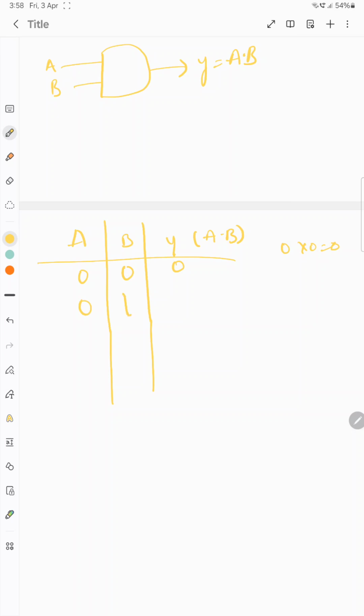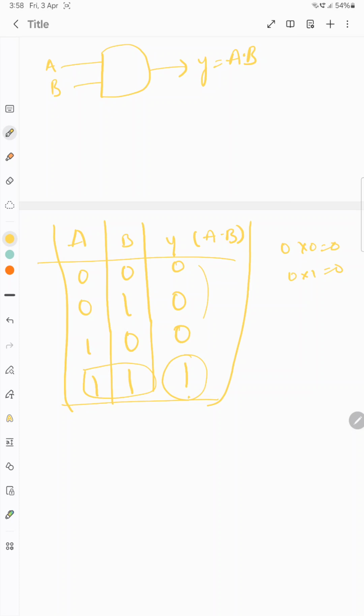A is 0, 0 into 1 is 0. Next, 1, 0: 1 into 0 is 0. 1 into 1 is 1. So this is the truth table of the AND gate. You can see that whenever both inputs are high, the output will be high. If we think of a switch, only if both inputs are high will the switch be on. If both inputs are low, or if any one of the inputs is low, then the switch will be off.